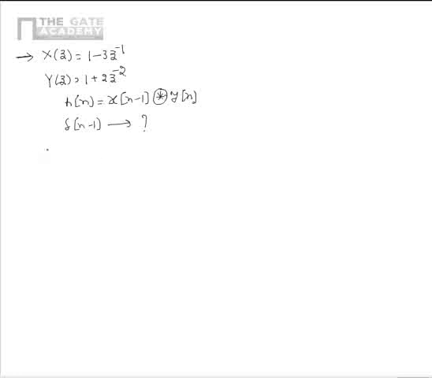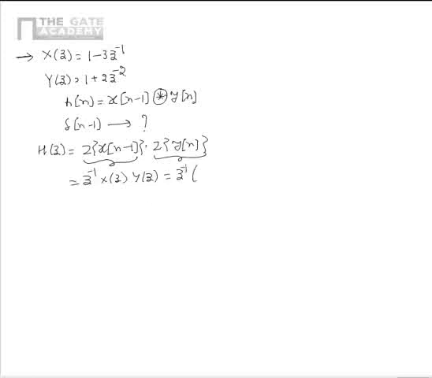So, from this, we see that H of z is equal to the z transform of x of n minus 1 multiplied by the z transform of y of n. We know that the z transform of x of n minus 1 is equal to z inverse X of z and the z transform of y of n is equal to Y of z. So upon substituting for X of z and Y of z, we get that H of z is equal to z inverse (1 minus 3z inverse) multiplied by (1 plus 2z power minus 2).